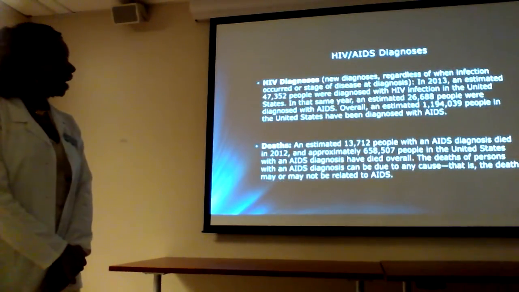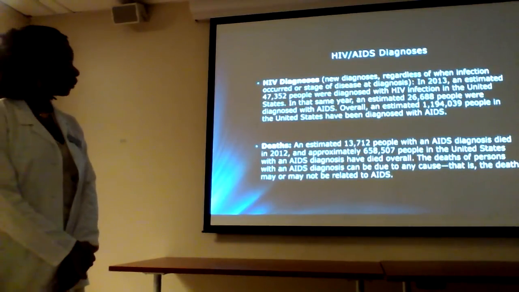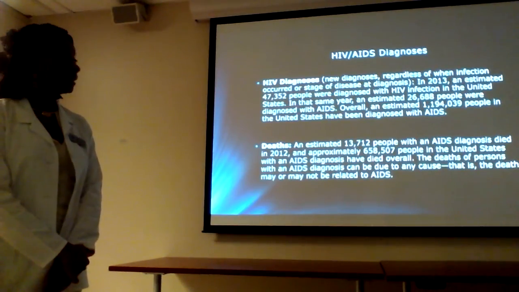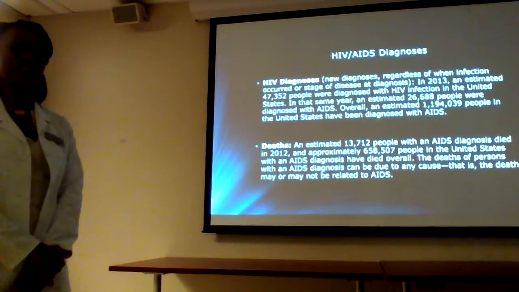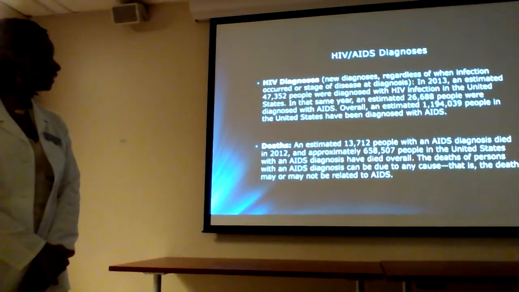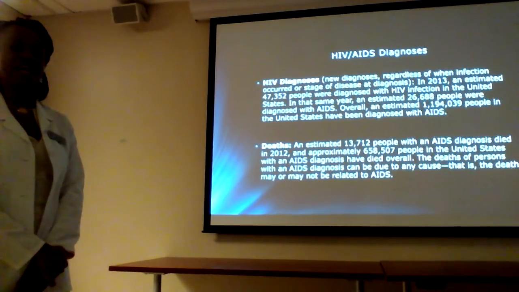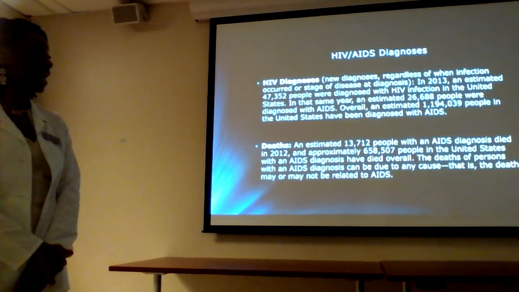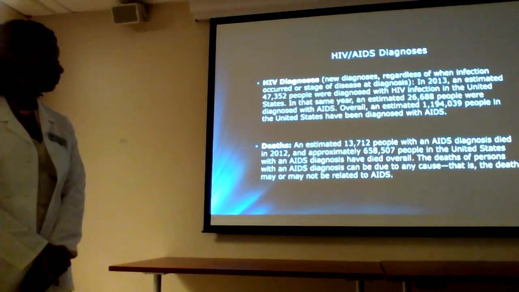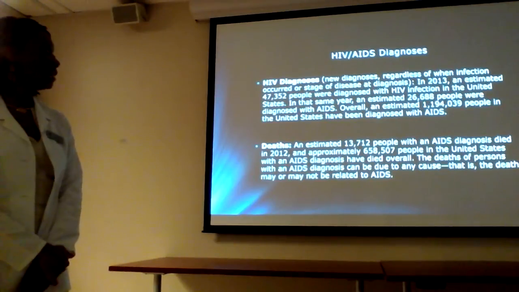HIV diagnoses, these are new. Regardless of when the infection occurred or stage of the disease, in 2013, there was an estimated 47,000 people diagnosed with HIV in the United States alone. In that same year, an estimated 26,688 people were diagnosed with AIDS. Overall, an estimated over 1 million people in the United States were diagnosed with AIDS.